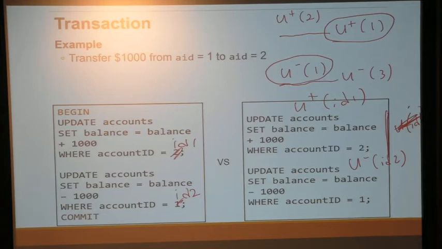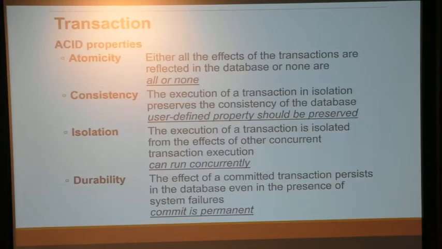But if there is another kind of interleaving, where you do u plus 2, u minus 1, followed by u plus 1, u minus 3, then this one will fail. Okay, because you try to deduct from 1 first before you actually give 1 some money. Okay? Now, in our course here, we do not really care about this interleaving. What we assume here is that everything will follow the ACID properties.